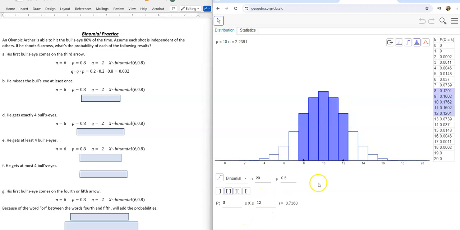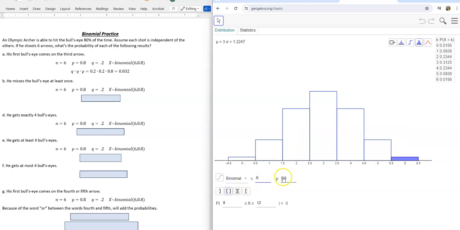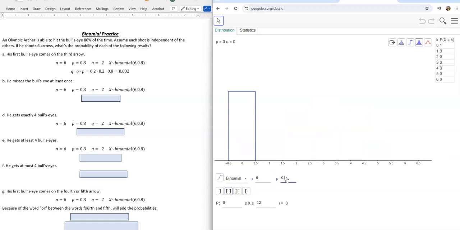Once we get to that, we can see that they had n equals 20 and our n is actually 6. So we don't really want to have that. And then we also have our probability. In this particular question, we're talking about misses. So that probability is 0.2. And then we're being asked, he misses it at least once.